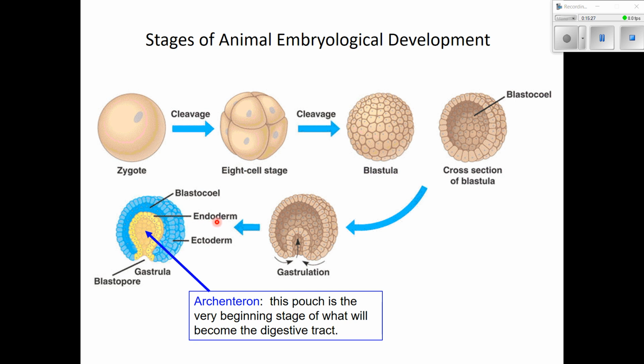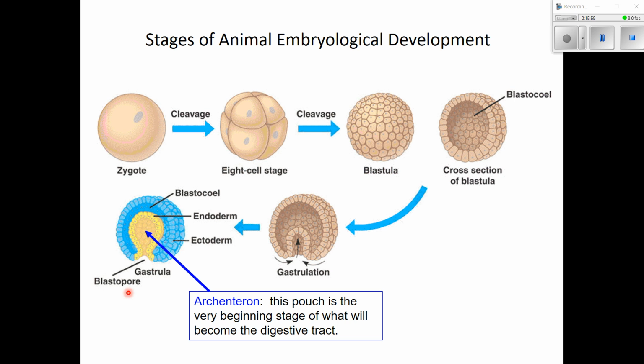And I want to point out something very important. The archenteron, this digestive pouch, initially only had one opening to the outside world, which is called the blastopore. Now, if you think about it, in your body now, your digestive tract has two openings, hopefully, a mouth at one end and an anus at the other. Most animals have a digestive tract with two openings.